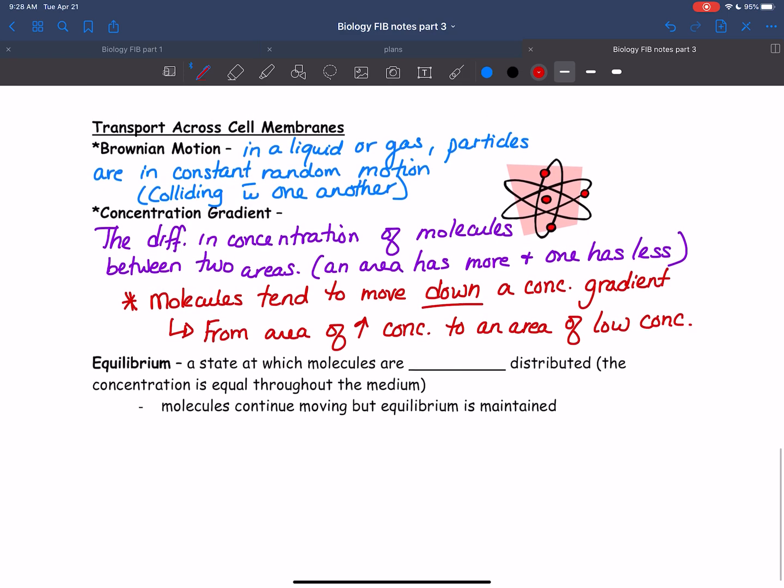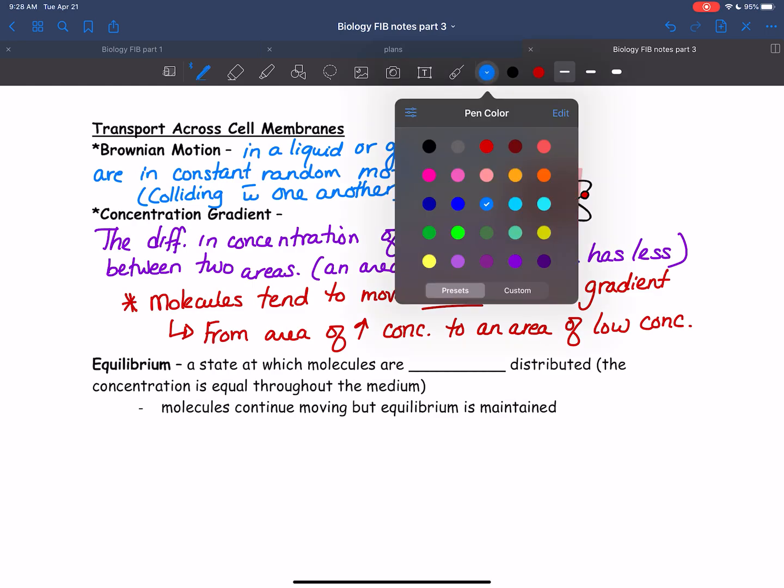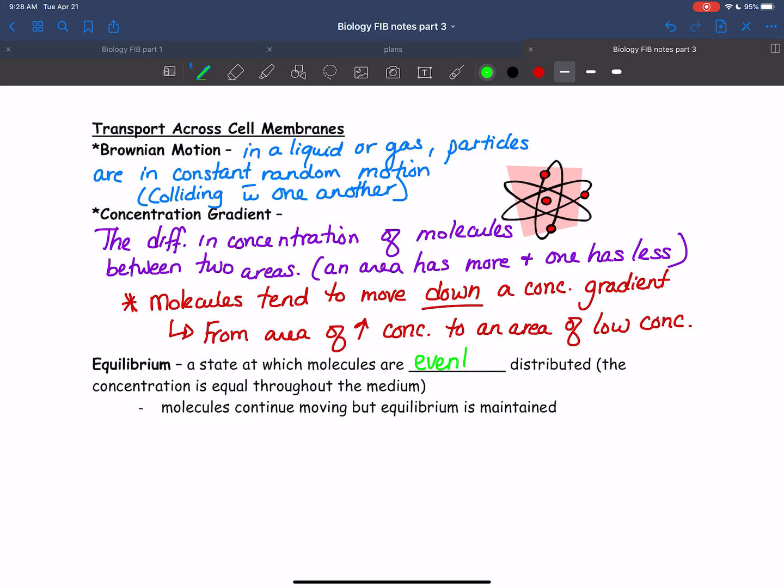Okay? And so this state of equilibrium is the state at which molecules are evenly distributed, and that's what they want. The concentration is equal throughout the medium. So why are they moving? Well, they're moving because those molecules are colliding with one another. The Brownian motion is there, and then there's that concentration gradient, the fact that molecules always tend to move from an area of high concentration to an area of low concentration until they're evenly distributed. They will continue to move like that until we have what is known as equilibrium. So until equilibrium is reached, that molecule will keep moving.